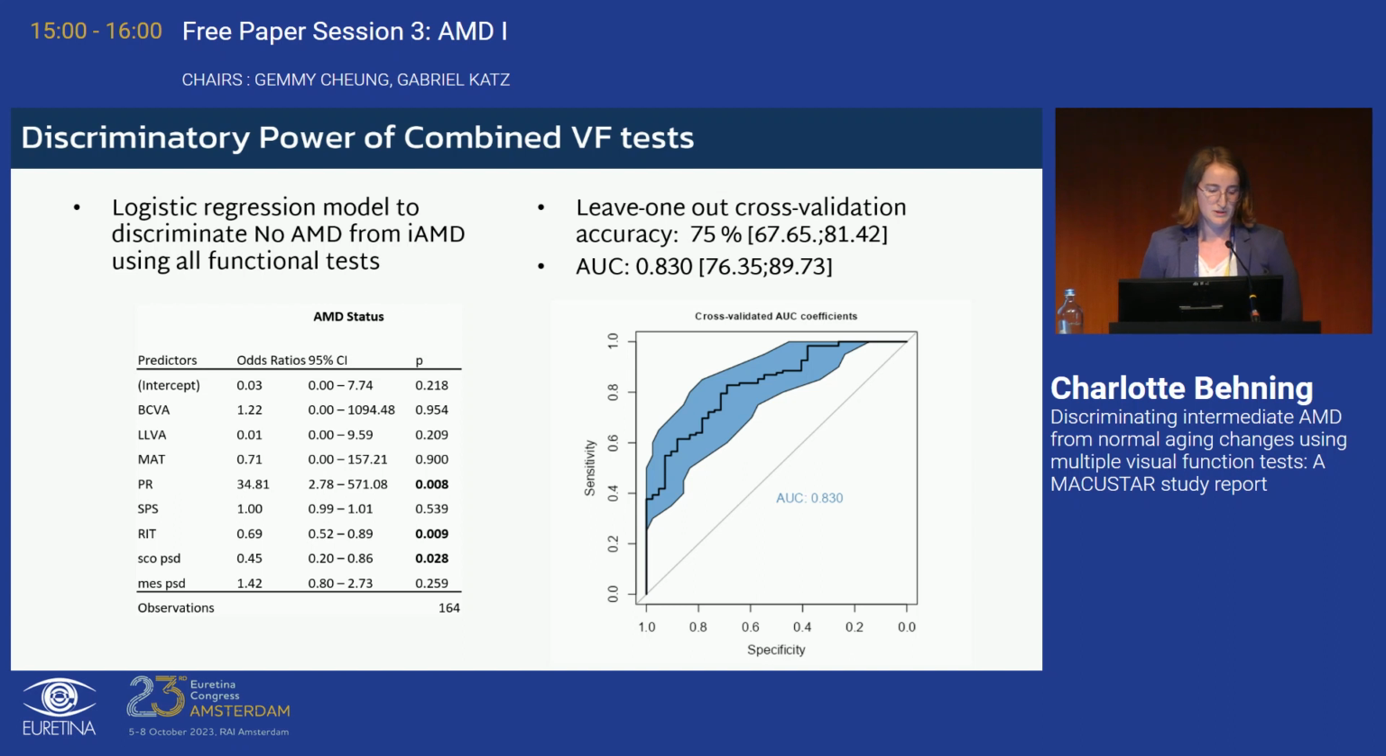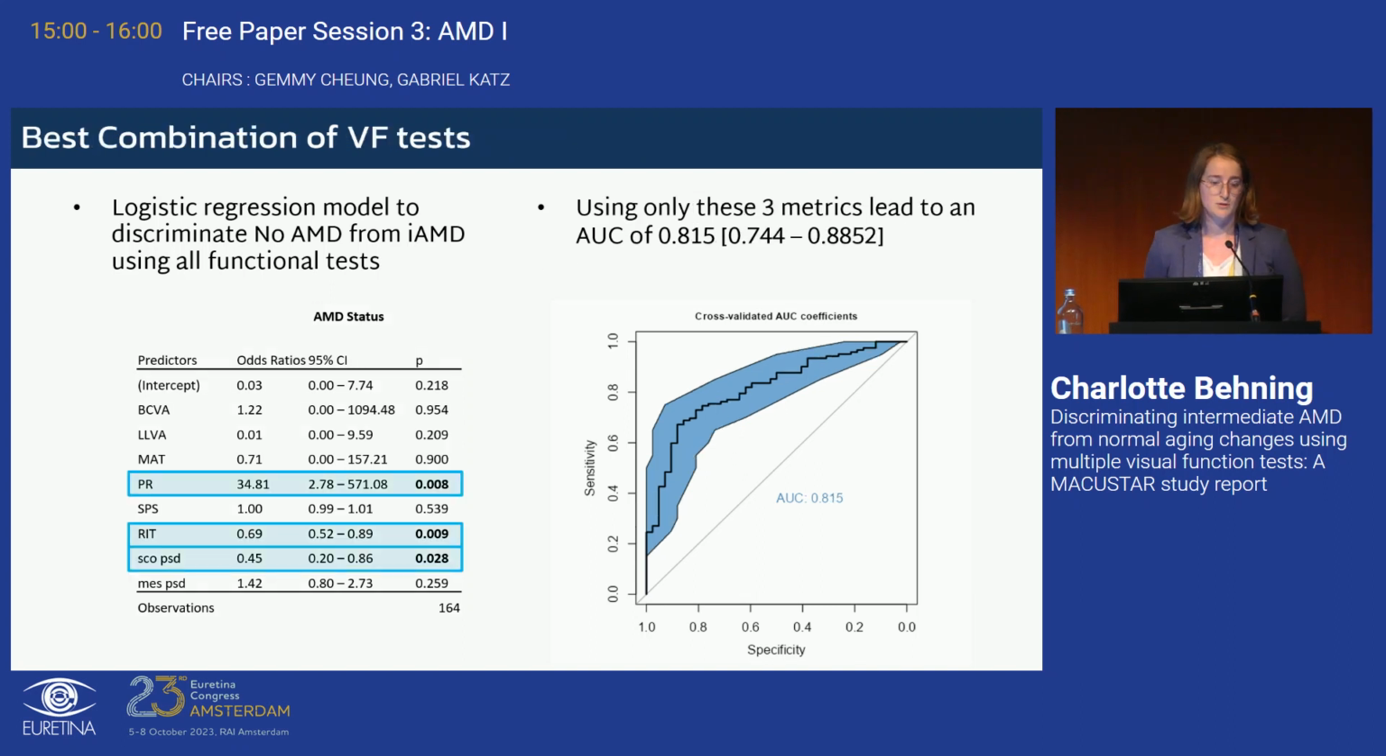But if we want to reduce the number of tests, we tried out all possible combinations in this cohort, and the ones that also showed an association with the outcome were the Pelli-Robson contrast sensitivity, the rod intercept time from dark adaptation, and the scotopic pattern standard deviation from microperimetry. If we reduce the model to only these, we still have a good AUC of 0.85, so good separability here.